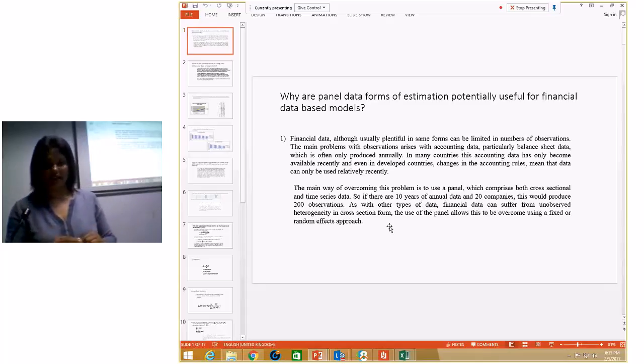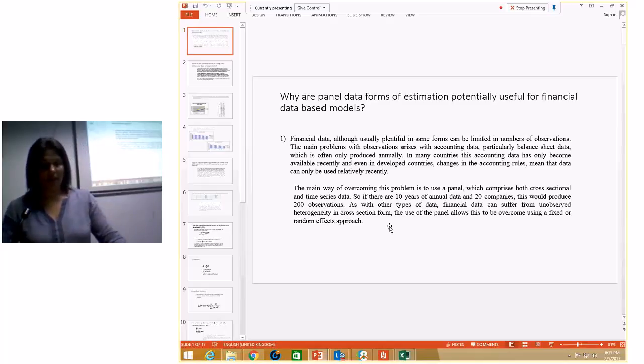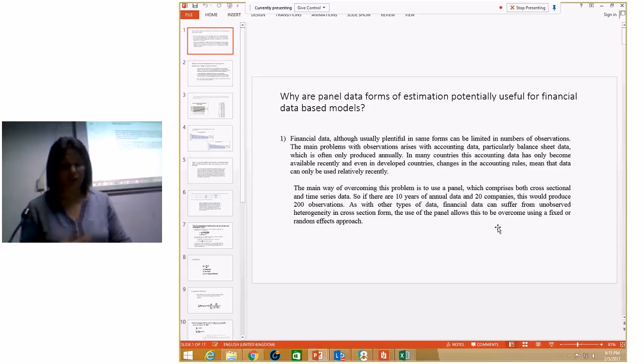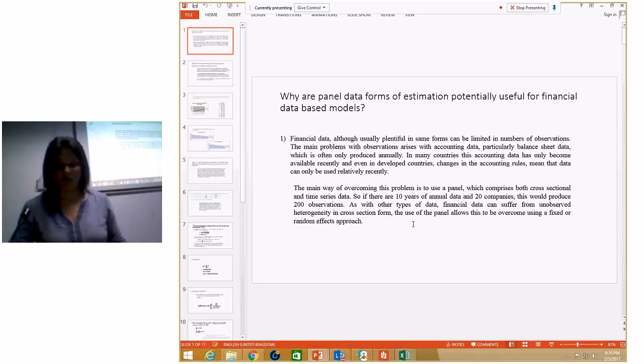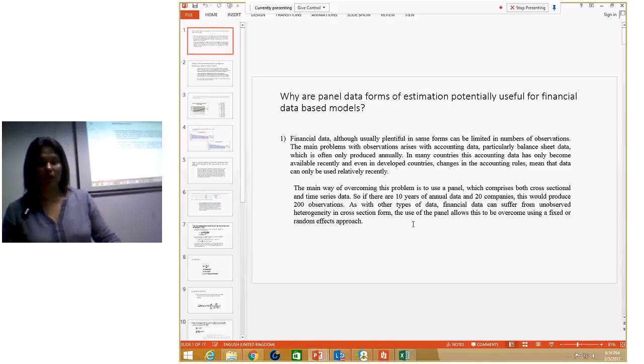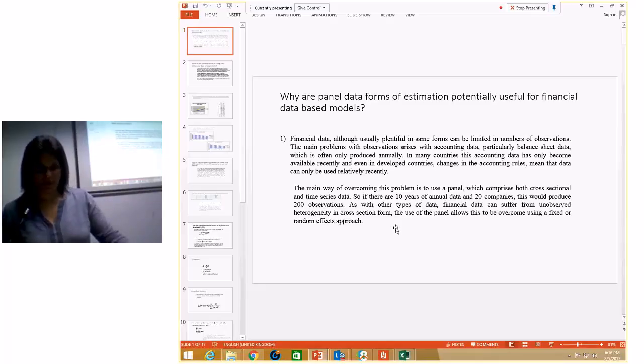But panel data means it consists of both. For example, if there are 10 years of annual data in 20 companies, this would produce 200 observations. With other types of data, financial data can suffer from unobserved heterogeneity in cross-sectional form. The use of panel data allows this to be overcome using a fixed or random effect approach.